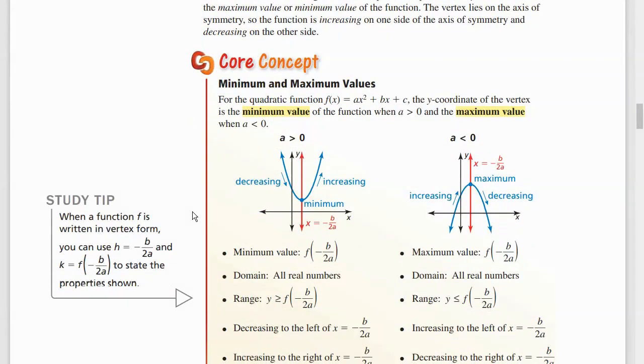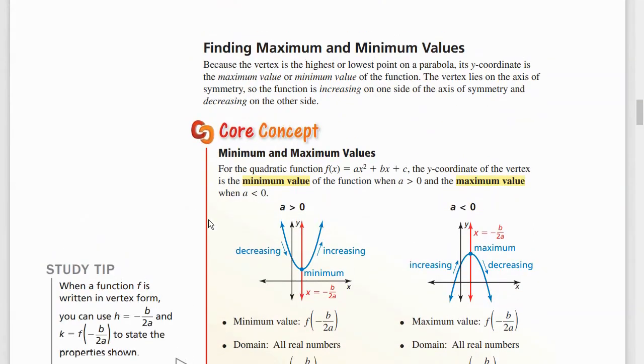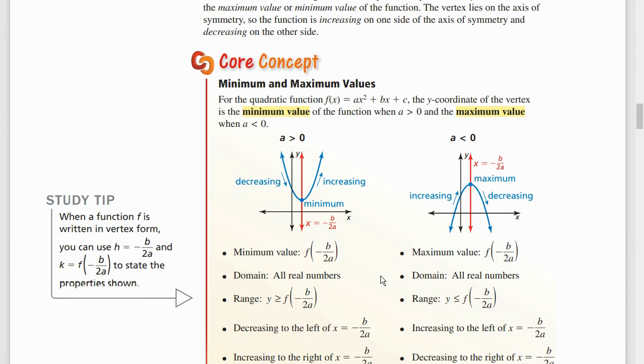All right, if you haven't noticed, that vertex is always going to be a maximum or a minimum. It's going to be a high point or a low point. And now that we know the form ax squared plus bx plus c, and we also know that the x value of the vertex, which is also known as h, is equal to negative b over 2a, this is also a method to find your maxes or your mins.